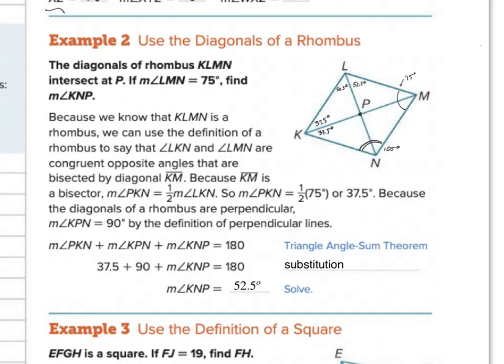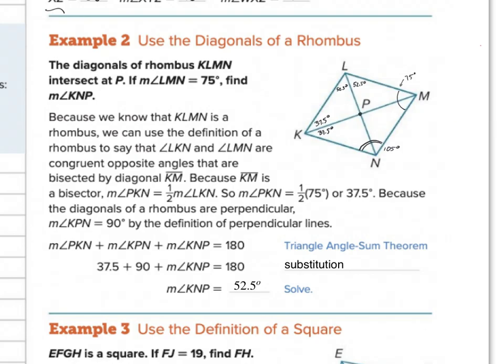And let's see, with that, what are they asking us? Find KNP. So they want to find this angle right here. Now we know this angle is congruent to these two angles because all four of these angles are the same. So I'm thinking this should be 52.5 also. So there you go. That's how we can come up with that information.